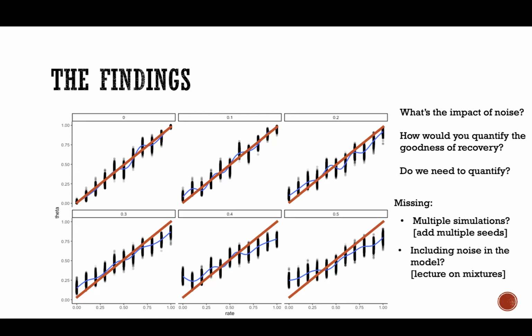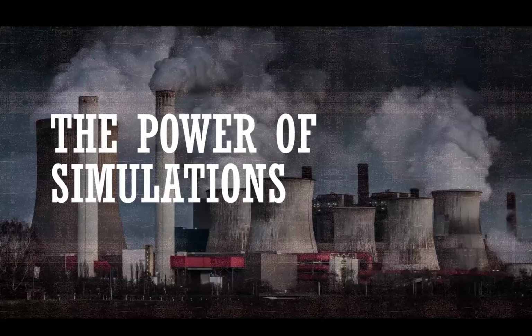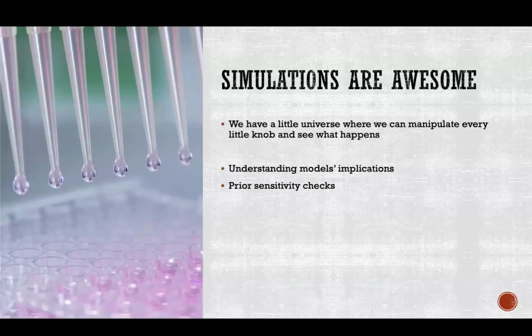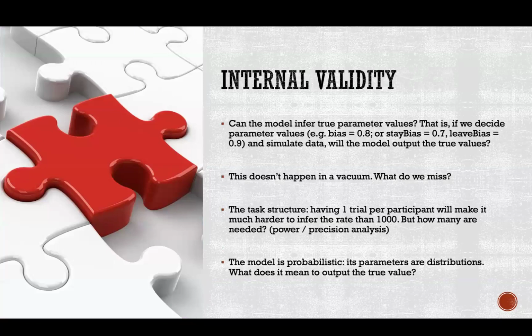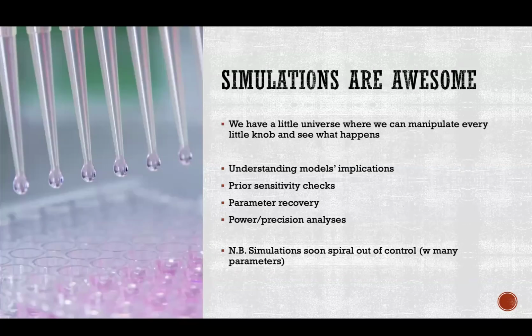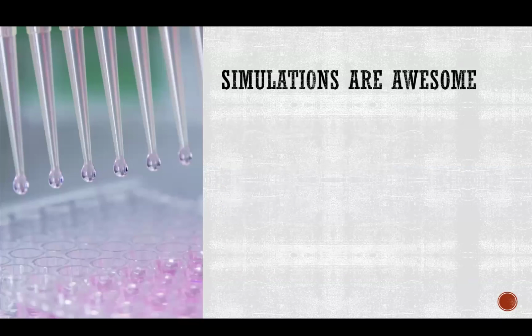Missing, as I was saying, multiple simulations. We could actually include noise in the model, and we'll do that in the lecture on mixture models. We could test the sensitivity to different prior values, and that would explode things. Good. I'm actually gonna skip this because, well, maybe I should. I shouldn't. Okay, so the idea is that we now have used simulations to do a few different things, right?